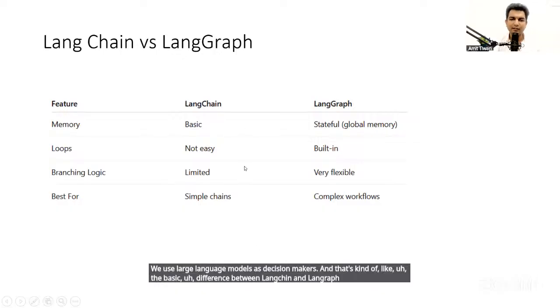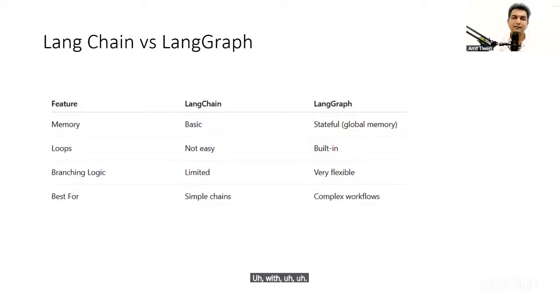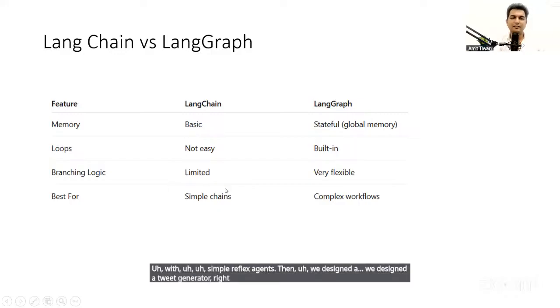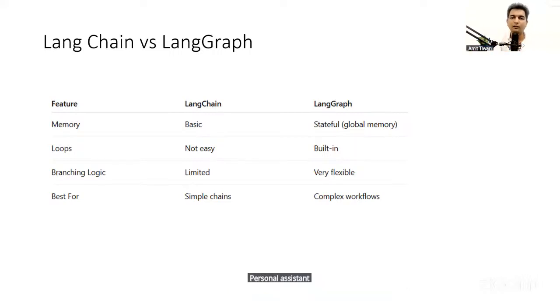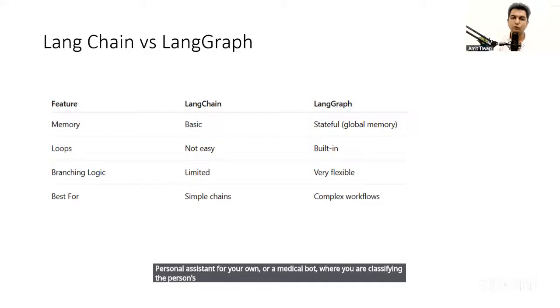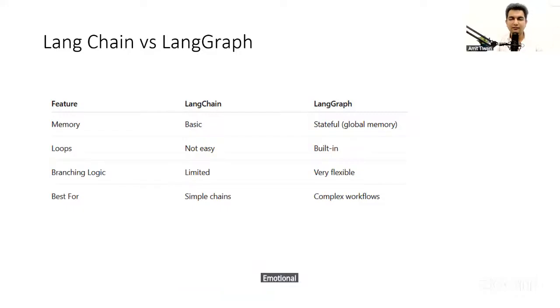So if you want to design simple agents, like chain agents, like, I don't know if we designed a simple tweet generator or not in our first session when we started with simple reflex agents. We designed a tweet generator, right? That kind of system you can design with LangChain, but for more complex workflows, let's say a personal assistant or a medical bot where you are classifying the person's response into an emotional or a mental one or a general one, or maybe some other response, and then correspondingly sending it to those medical wings.